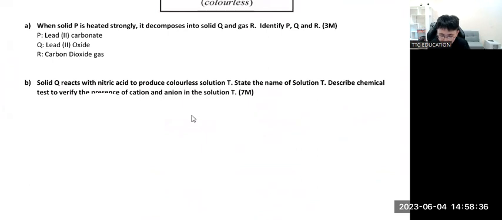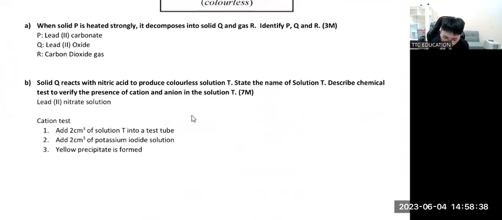So the answer here, you see my answer here? I will have lead(II) nitrate. This is 1 mark from what we mentioned just now. Then the cation test is I add potassium iodide. I will see yellow precipitate. So this one is 2 marks. So you see until here only 3 marks. So what's the last 4 marks?